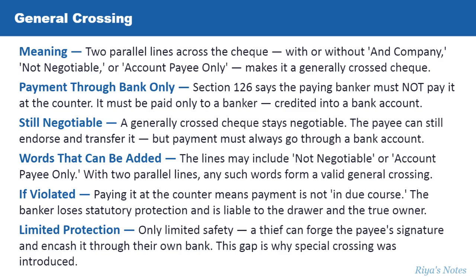Limited protection, only limited safety. A thief can forge the payee's signature and encash it through their own bank. This gap is why special crossing was introduced.